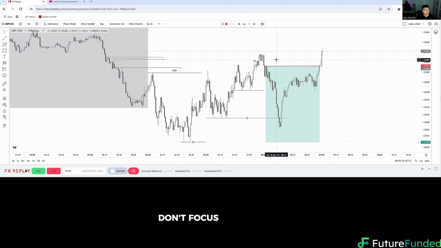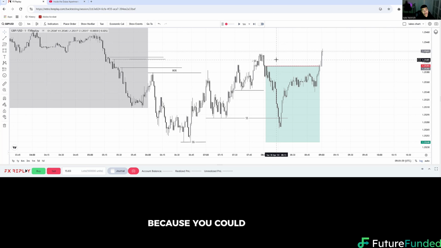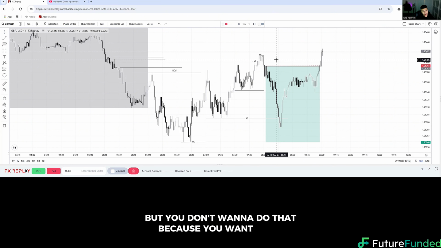All right, don't focus all of your attention on just keeping the trade wide open, stop loss, TP, not taking partials, being reckless, because ultimately, guys, all that's going to do is lead to emotions. When it comes to psychology and stuff like that, people always bang on about it, but the reality of the situation is you don't help yourself, because you could control your emotions far better if you just took partial profits.